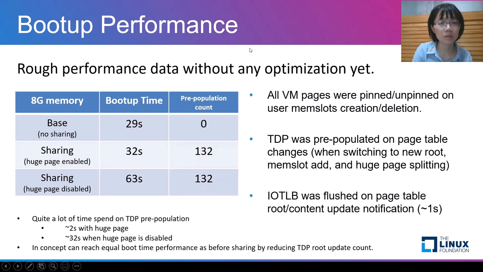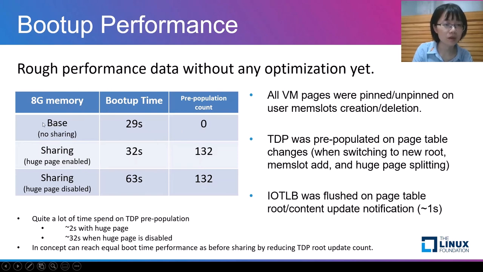Here's the boot up performance. It's just rough performance data without any optimization yet. In this implementation, all the VM pages are pinned on user memory slot creation and deletion. And when vCPU 0 is switching to a new root, or when there are memory slot add and huge page splitting, the TDP is pre-populated. And we also cause the IOTLB flush on the IOMMU side. And this step takes around 1 second.